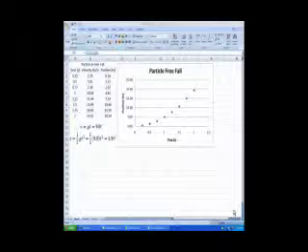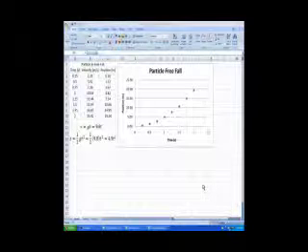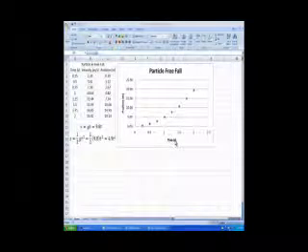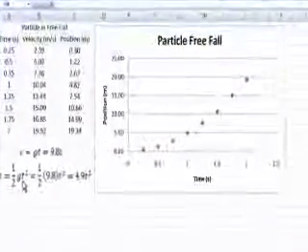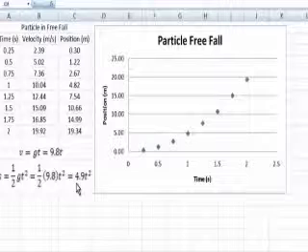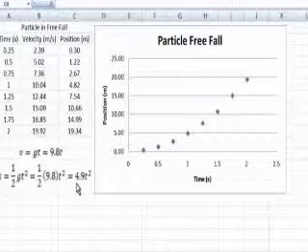Now we're going to talk about fitting data to nonlinear data. What I've plotted here is the position of my free fall particle as a function of time. Again, it should follow a path of approximately 1/2 gt squared, or using the acceleration due to gravity, 4.9 times t squared.